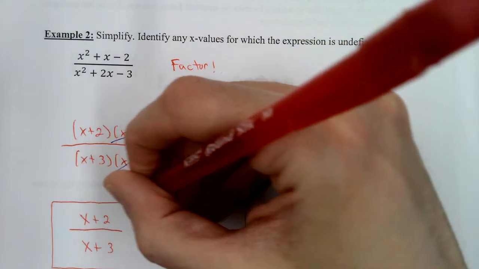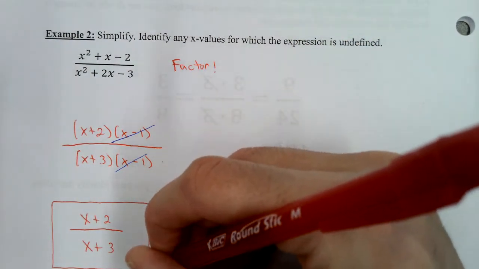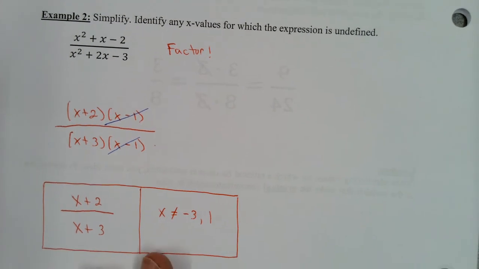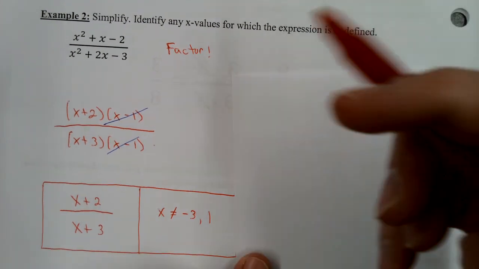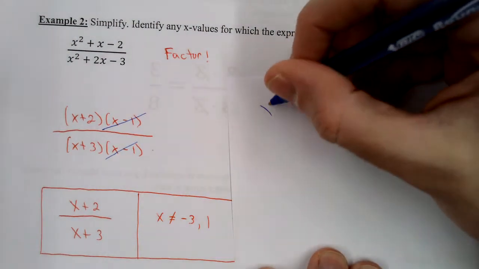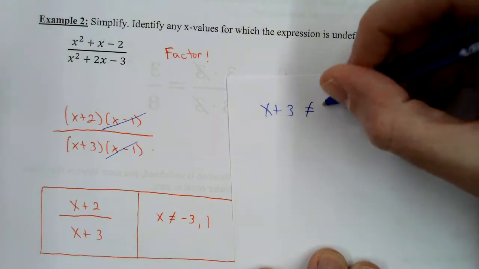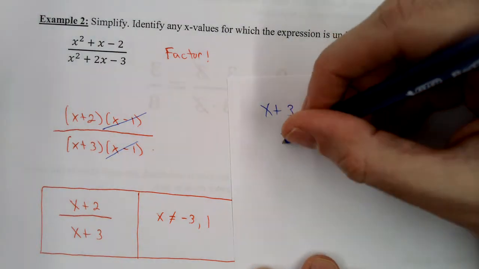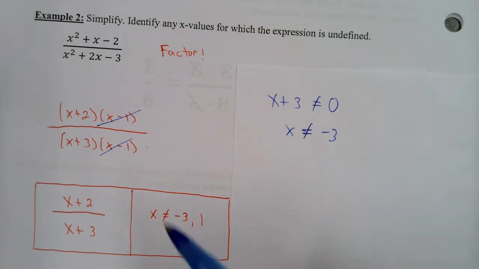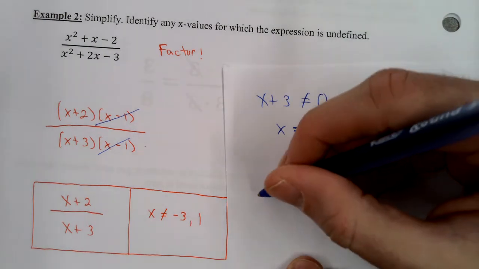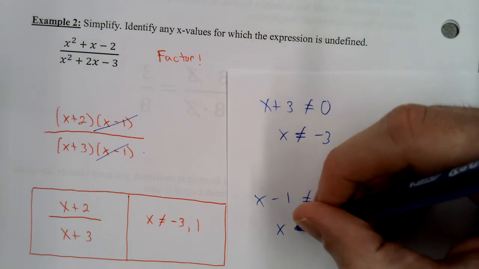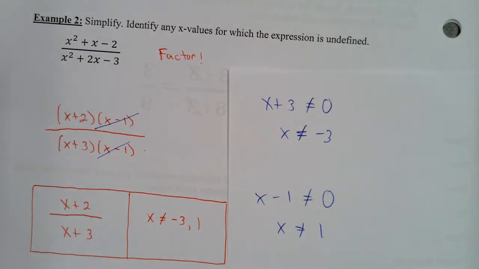If you're confused about how I'm getting the restrictions, think about it like this. Okay? Basically what you're doing is you're taking the denominator, so each factor in the denominator, which in this case, let's just take x plus 3, and you're saying x plus 3 cannot equal 0. So that means x cannot equal -3 when you subtract 3 on each side. You take the other factor, do the same thing. X minus 1 cannot equal 0, so x cannot equal 1. That's essentially what you're doing.